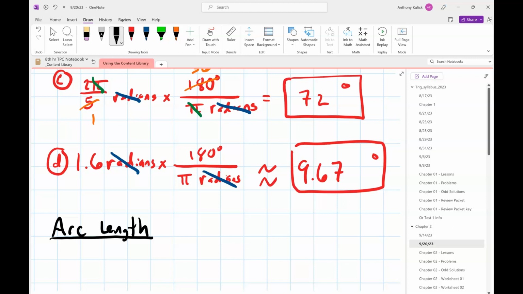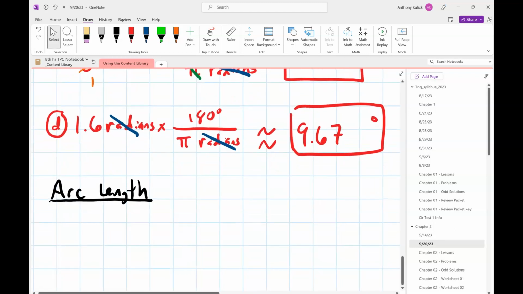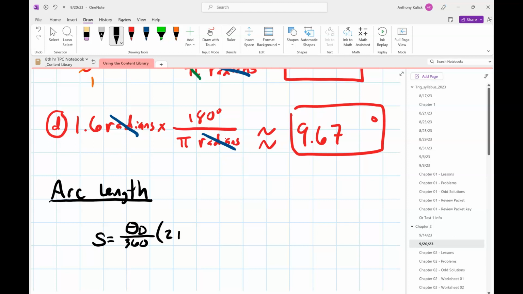All right. One of the things you probably talked about in your geometry class, but maybe you don't remember, is how to calculate an arc length on a circle. So in geometry, we said s is equal to your central angle measure in degrees divided by 360 times the circumference of your circle.